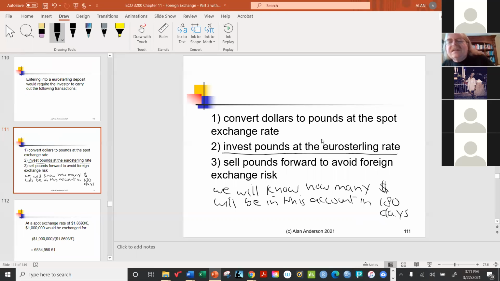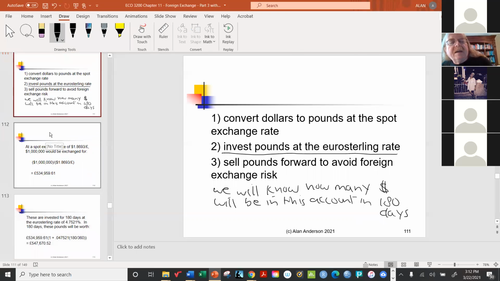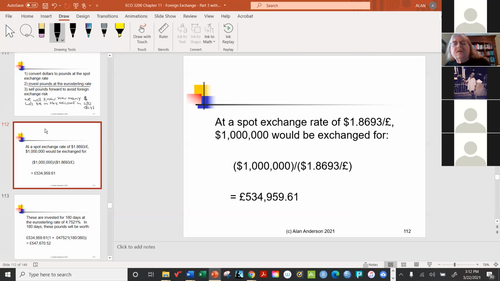All right, so we know exactly how many there will be because we've eliminated all of our foreign exchange risk. So we sell pounds forward through a forward contract to avoid this risk. Otherwise, we're just gambling. So in this example, we started out with $1 million. Now we're going to convert them to pounds using not the forward exchange rate, but the spot exchange rate.